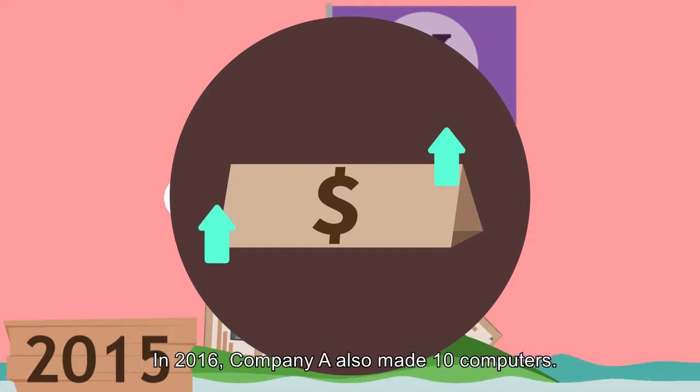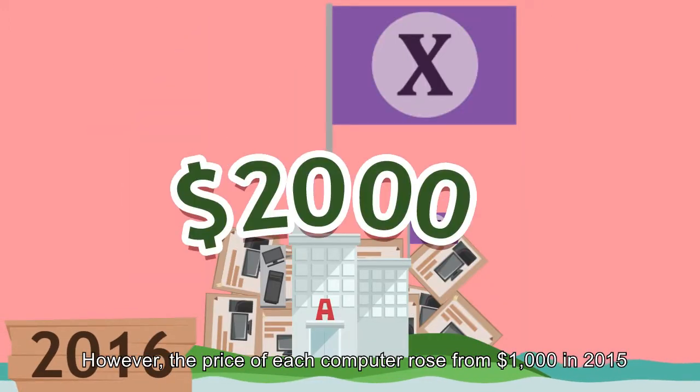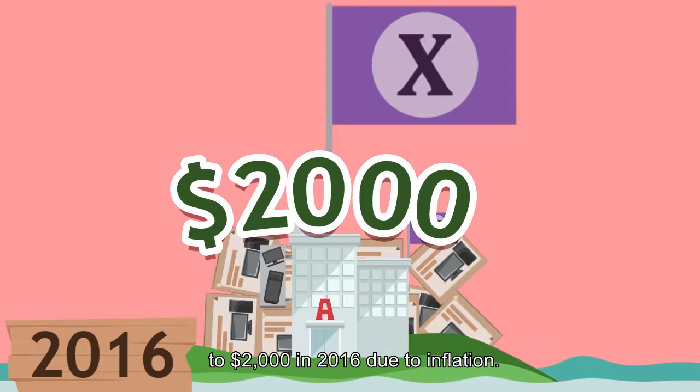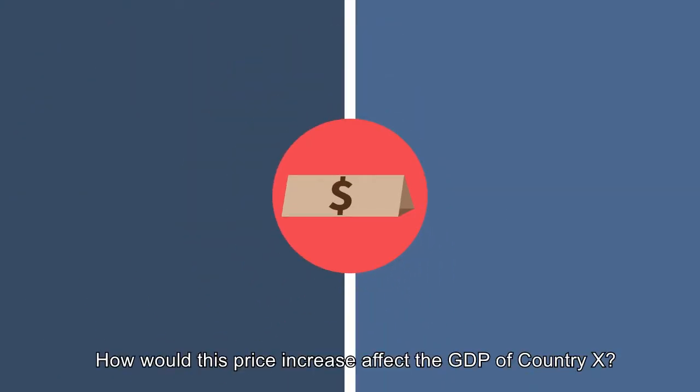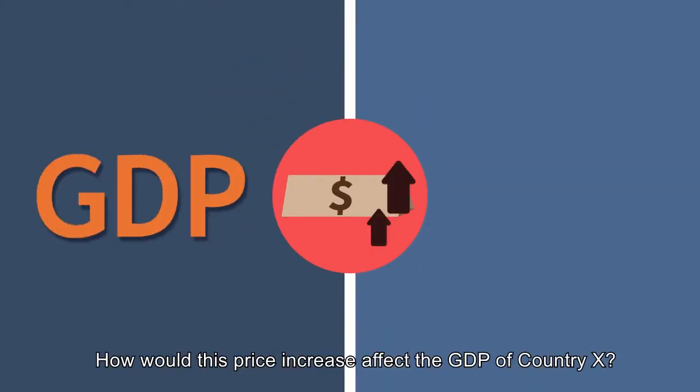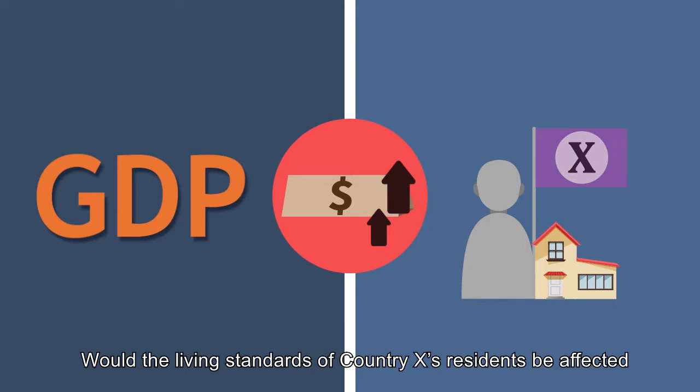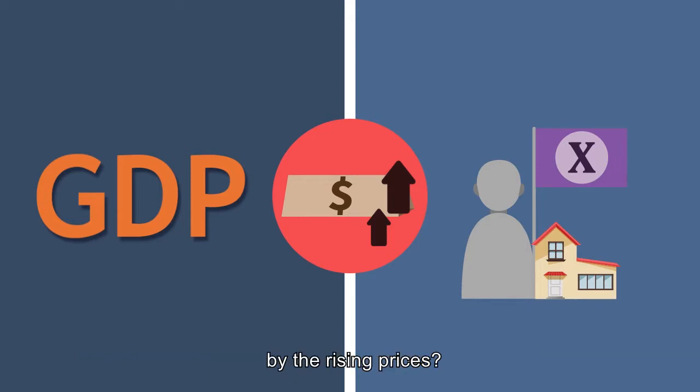In 2016, Company A also made 10 computers. However, the price of each computer rose from $1,000 in 2015 to $2,000 in 2016 due to inflation. How would this price increase affect the GDP of Country X? Would the living standards of Country X's residents be affected by the rising prices?